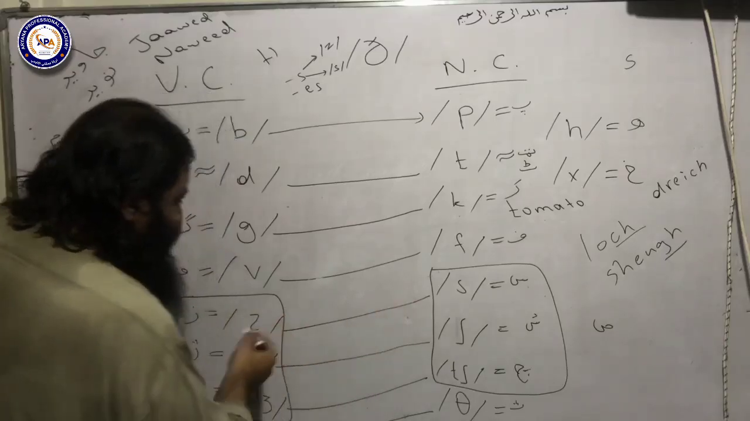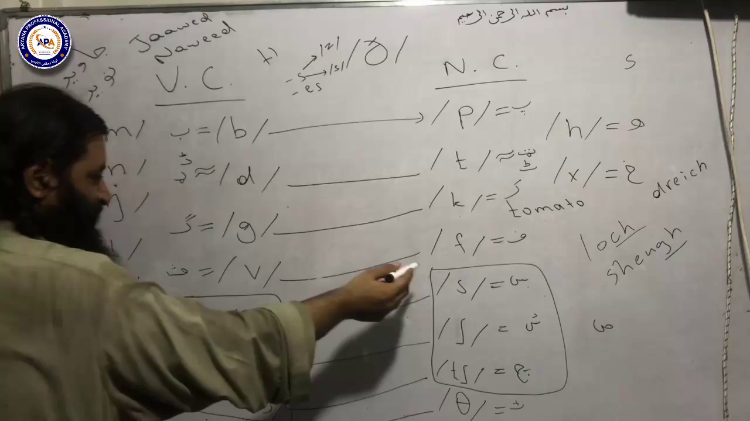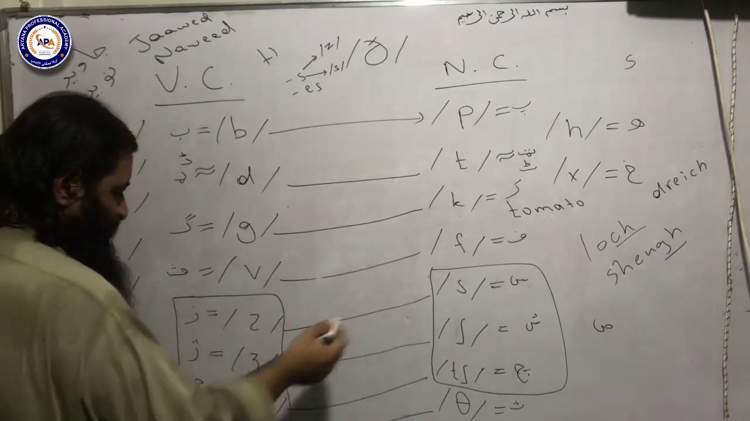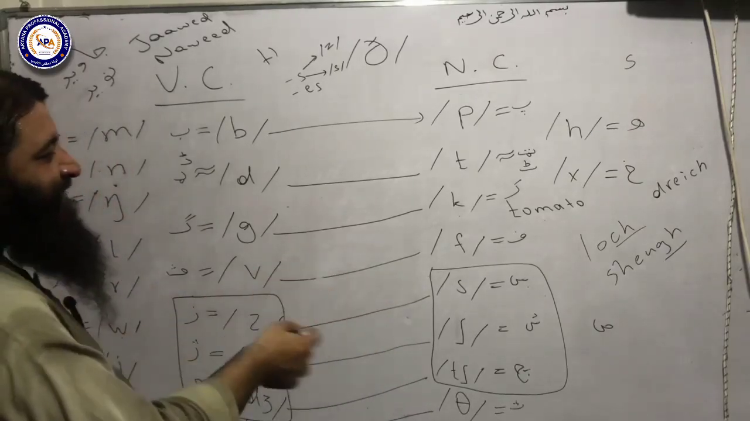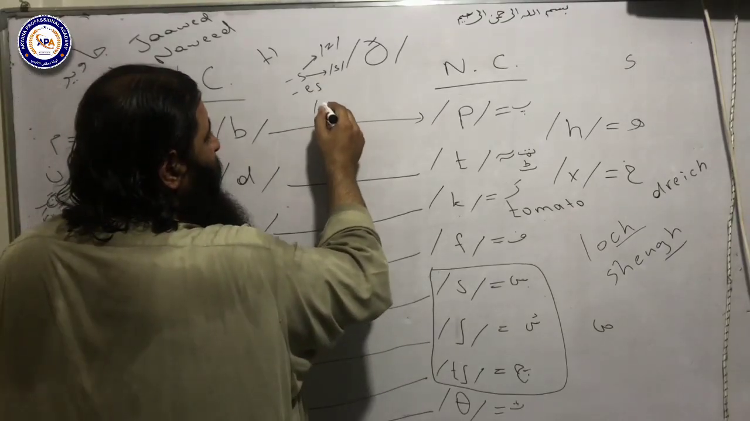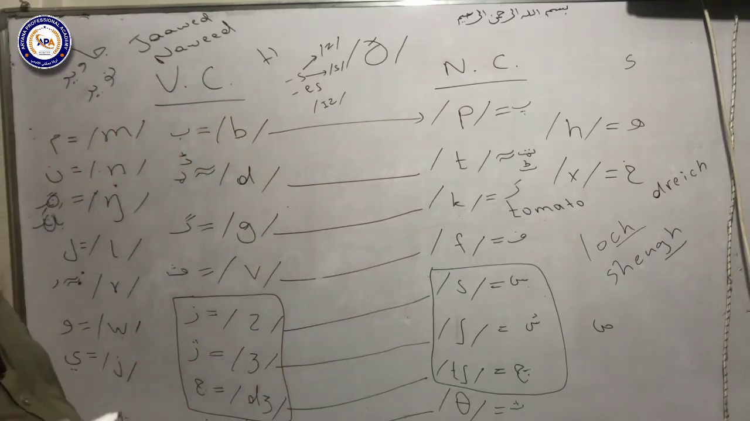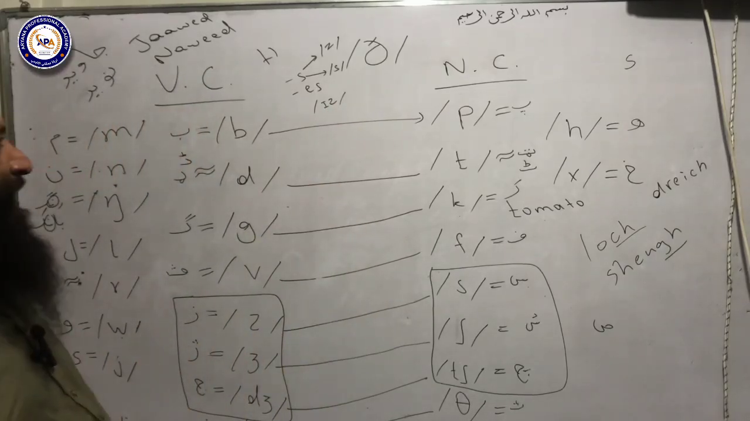These three and these three, together six: Z, Sh, and S, J, Sh, J, and Ch. These six sounds take ES, and the ES is pronounced as Iz, like dishes, bridges, buses, etc.